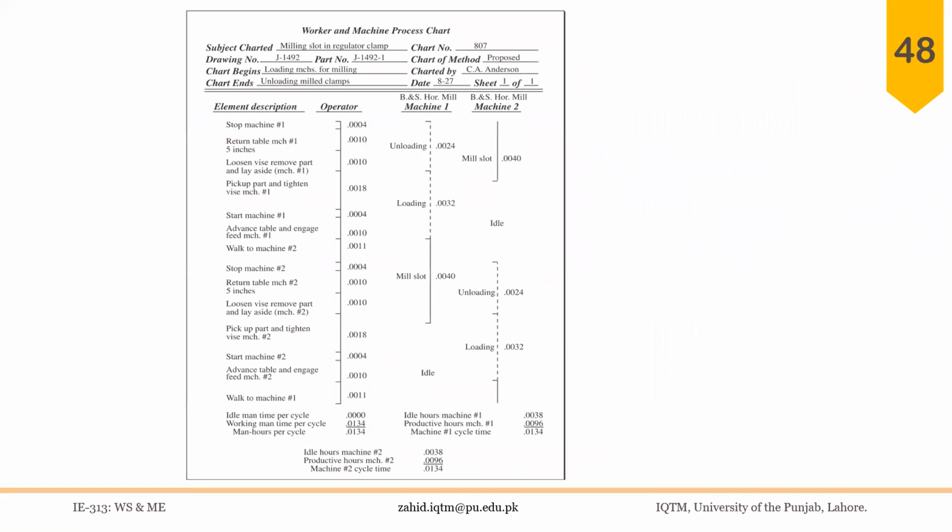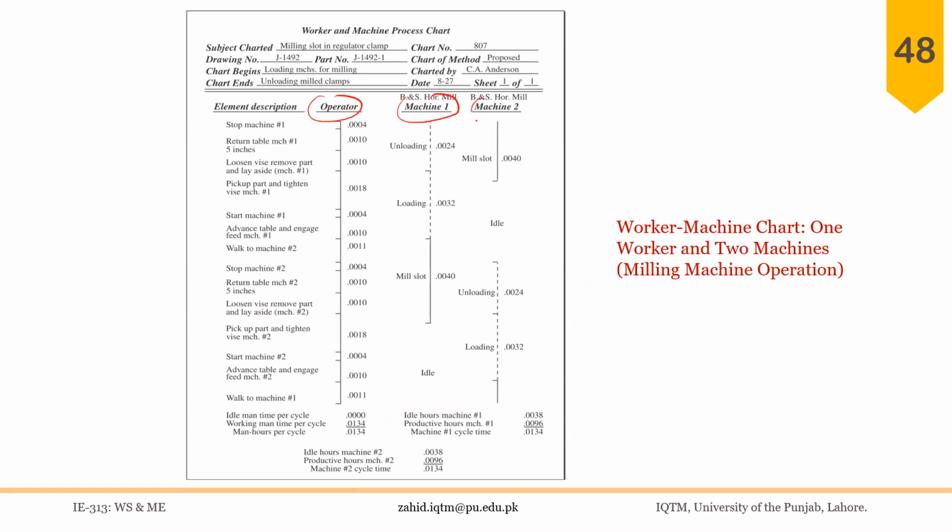Here is another example. Here we have one operator and we have two machines. So worker is operating two machines. And once again, I would recommend to mention these details or similar details whenever charting a process. So name of the operator, name of the operations department. Here we have used this solid line for the operation and this dotted line for loading and unloading. So here we have got similar details, the idle time for machine, the productive time and so on.